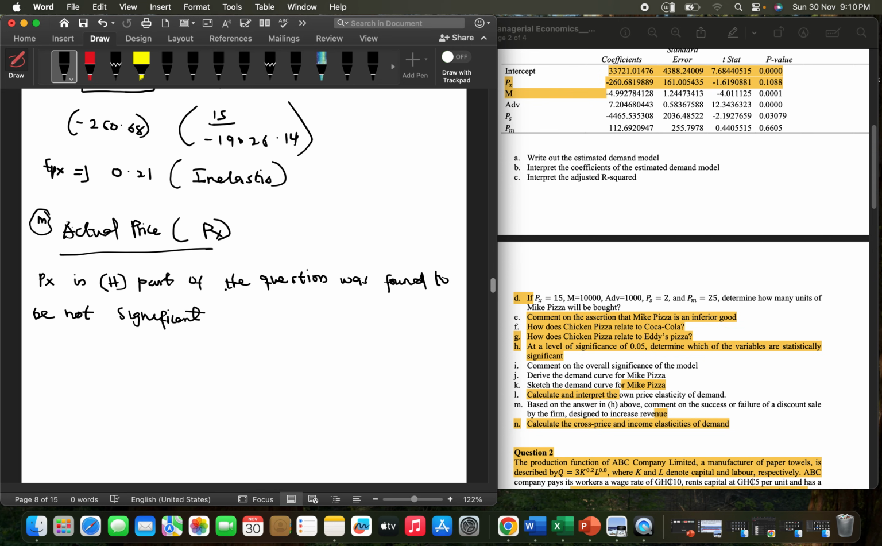So from the earlier part, PX was found to be not significant. So they are asking, comment on the success or failure of a discount sale by the firm. Since PX happens to be not significant, it means we won't be able to increase revenue. Assuming PX had been significant, it means we'll be able to increase revenue. So you put down a statement.